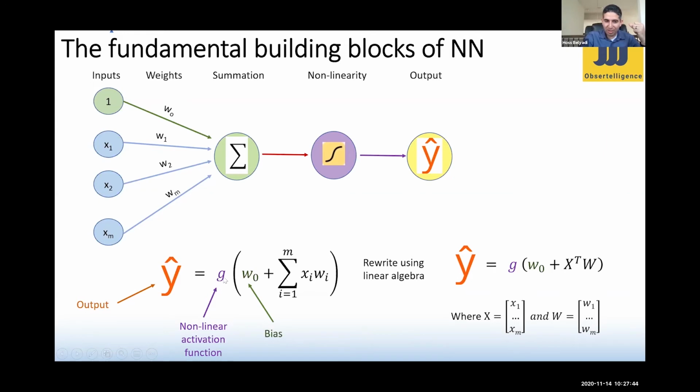So basically, G is your nonlinear activation function, which is here. W0 is your bias, which is here. Plus, instead of this summation of xi times wi, I just converted this to a vectorized form, so I have capital X and capital W. Capital X is simply X1 through XM, and capital W is your vector W1 through WM. This is the form that you see in a lot of the textbooks, and if you read an article online, this is probably the form you're going to see. But simply, this form is just a linear algebra version of what I showed you here. It's the same exact thing.